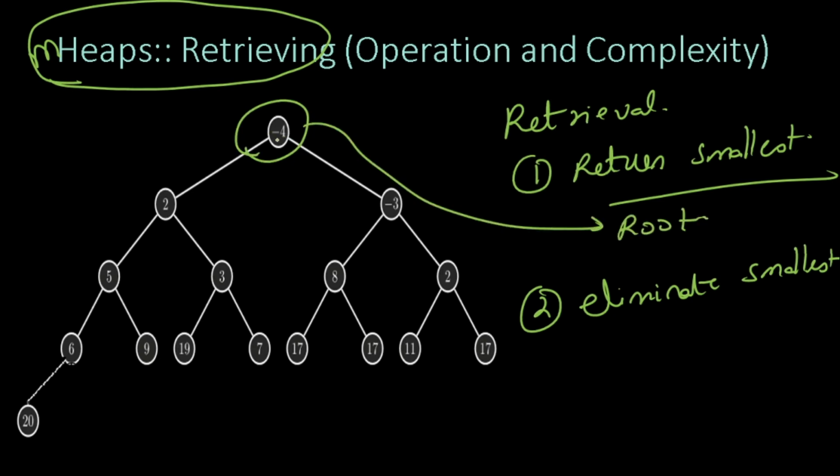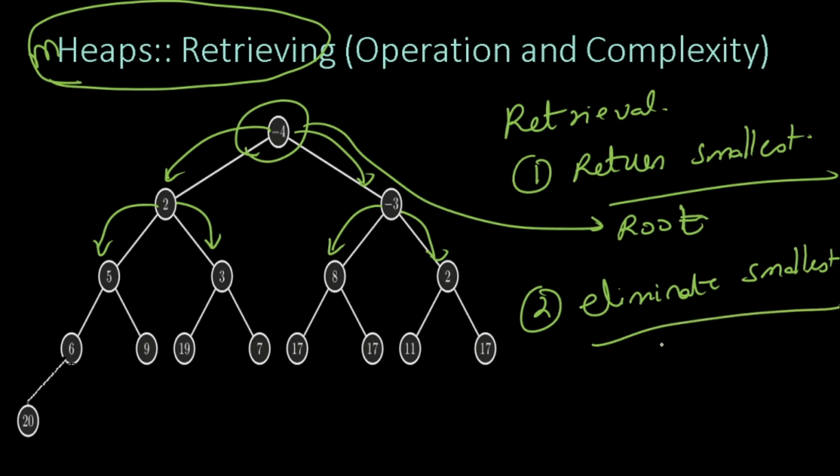Why? Because the root is smaller than the left child and the right child of the root. The left child is smaller than its own left child and its own right child, and the right child is smaller than its own left child and its own right child. So the root is the smallest element. So this is very easy.